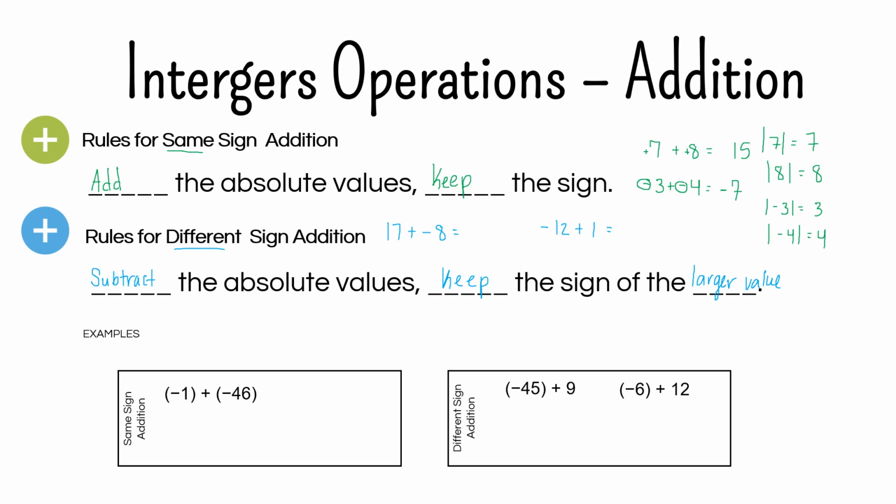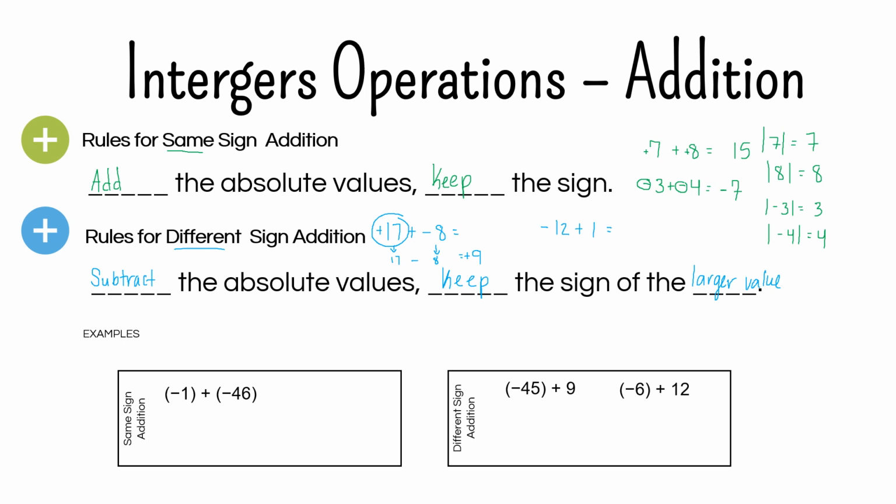So for example here, if I have 17 plus -8, the absolute value of 17 is 17. The absolute value of -8 is 8, because -8 is 8 spaces away. 17 minus 8 is going to give me 9. Now I'm going to look at this problem. I have 17 positives and I have 8 negatives. So if I have 17 positives and 8 negatives, I have more positive. My answer will be a positive 9.